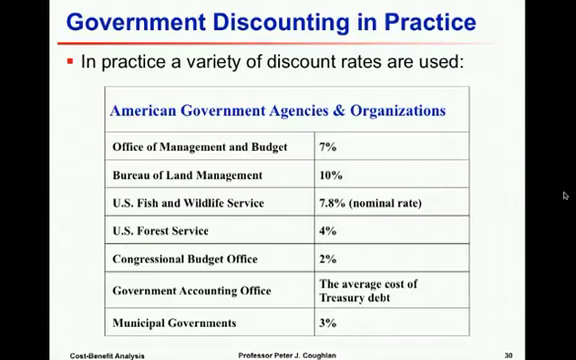If we look at the discount rates used in the American government, here are some examples. OMB, and we'll get to that, talks about 7%. Bureau of Land Management, 10%. The GAO uses the average cost of Treasury debt, which changes over time. So you can see that depending upon the level of the agency and the purpose, there can be a variance. So even then, we don't necessarily get a clear answer.